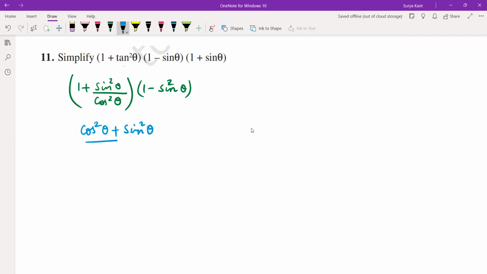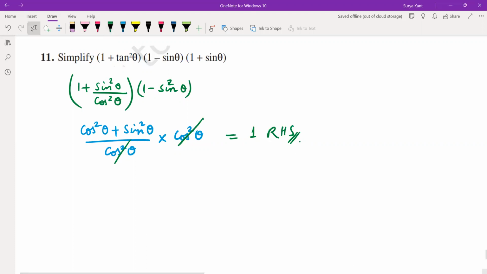One minute, let me just write first. So this becomes 1 minus sin square theta, which is cos square theta. So cos square theta cancels. Sin square theta plus cos square theta. Yes, what you are saying, all of you are correct. The same thing we can write like this only. So this was very easy for you. We move to the next, the 12th question.